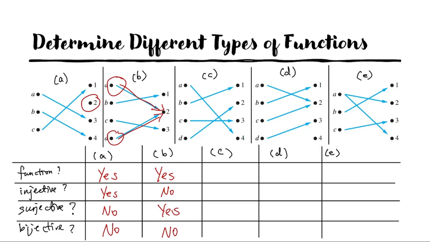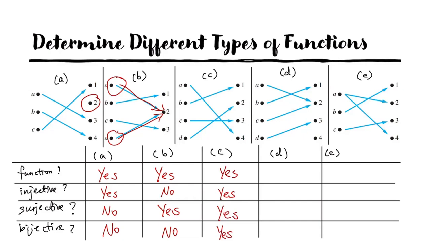Now, if you look at C, we know C is a function. Now is C injective? Yes. Is it surjective? Yes. So since it's both injective and surjective, it will be bijective.